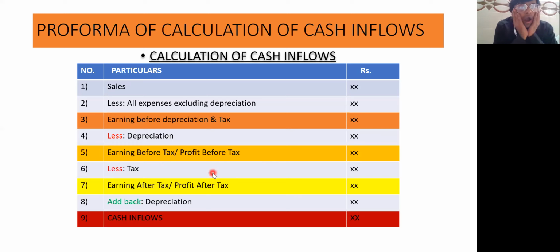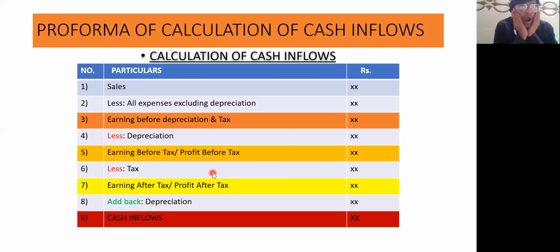Now you have to deduct tax. Whatever tax percentage is given in the question, you have to follow that percentage and deduct it from earning before tax. The tax rate will be given in the question. Normally it is 30%, or it may be 35%, 40%, 45%, 50%, whatever. But if it is given, then only you have to deduct. Don't use your own estimated rate. If the rate is given, then only use it. So less tax.